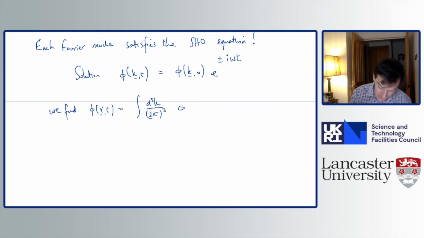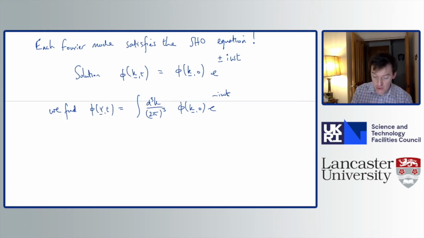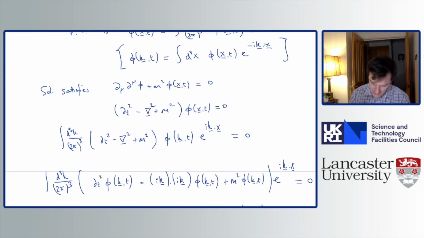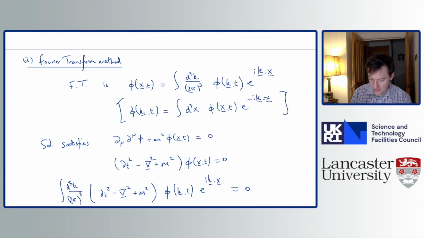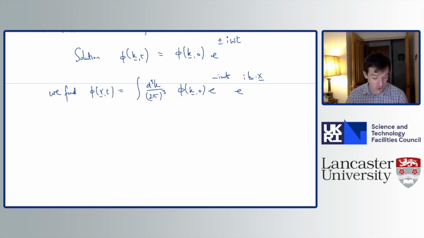Let's substitute in for phi of k and t. So we know what the time dependence is. It's an e to the minus i omega t, and I'm going to choose the minus i omega t factor. And we have to remember about the e to the ikx factor that was in, let's go back up, that was in our original solution. We had the d3k over 2 pi cubed, the e to the ikx, and we substituted in the new piece that we found.